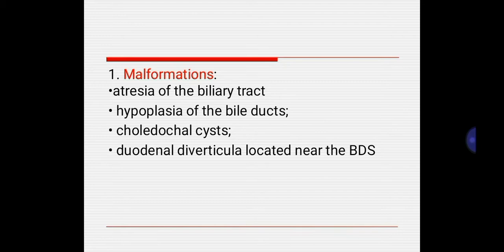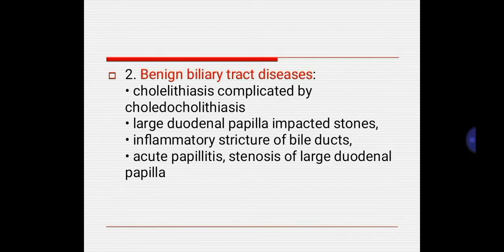First one is malformation, that is atresia of the bile duct, hypoplasia of the bile duct, choledochal cyst, then duodenal diverticula located near the BDS. Then comes benign biliary tract disease, that is cholelithiasis, complicated by choledocholithiasis. Then comes large duodenal papilla, impacted stone, inflammatory strictures of the bile duct, acute papillitis, stenosis of the large duodenal papilla.